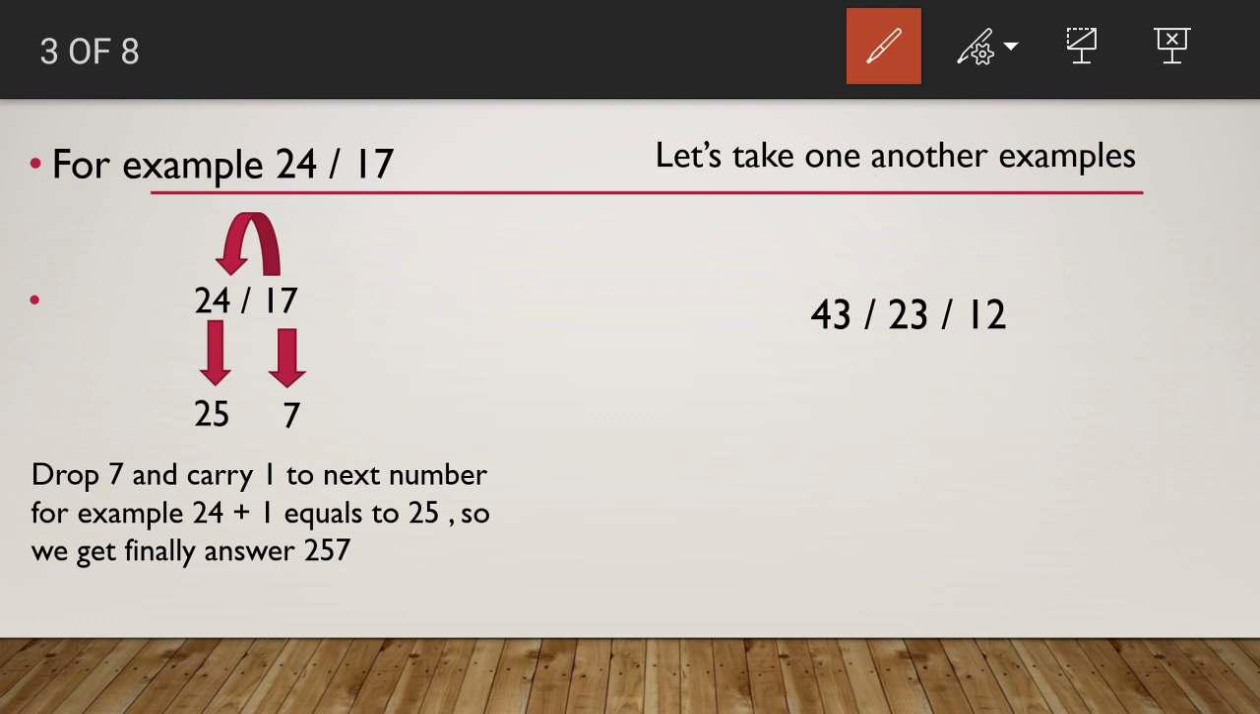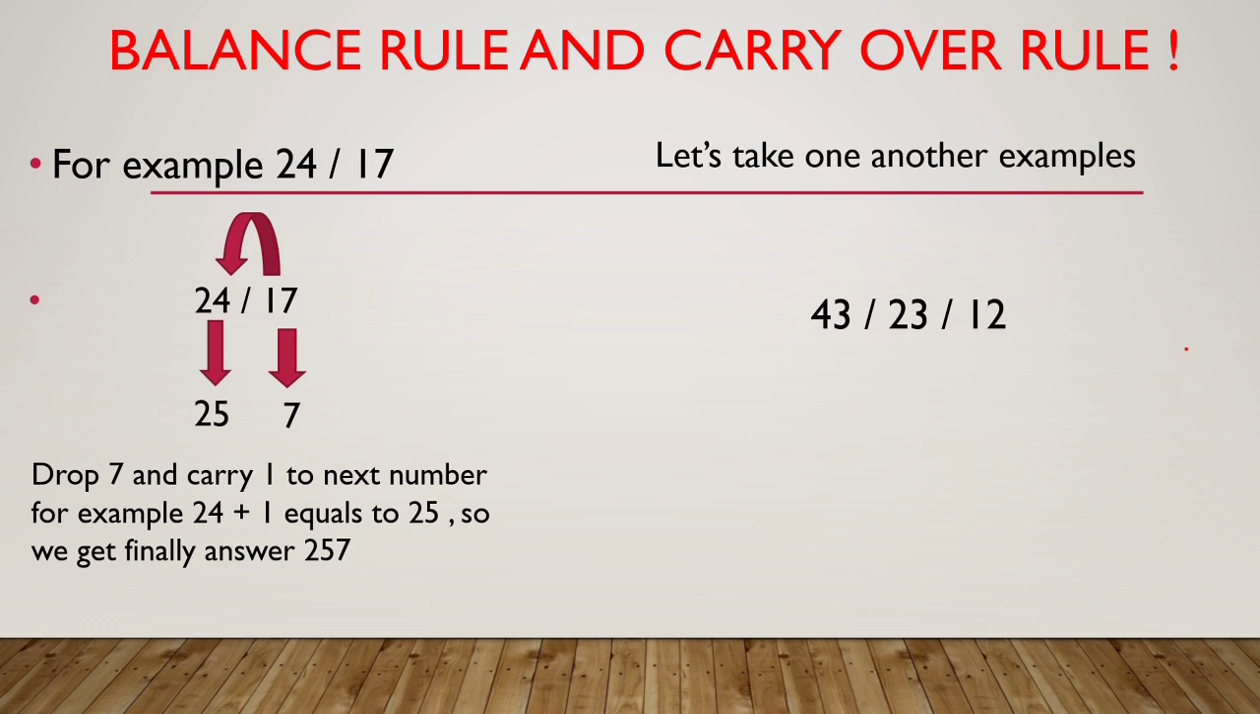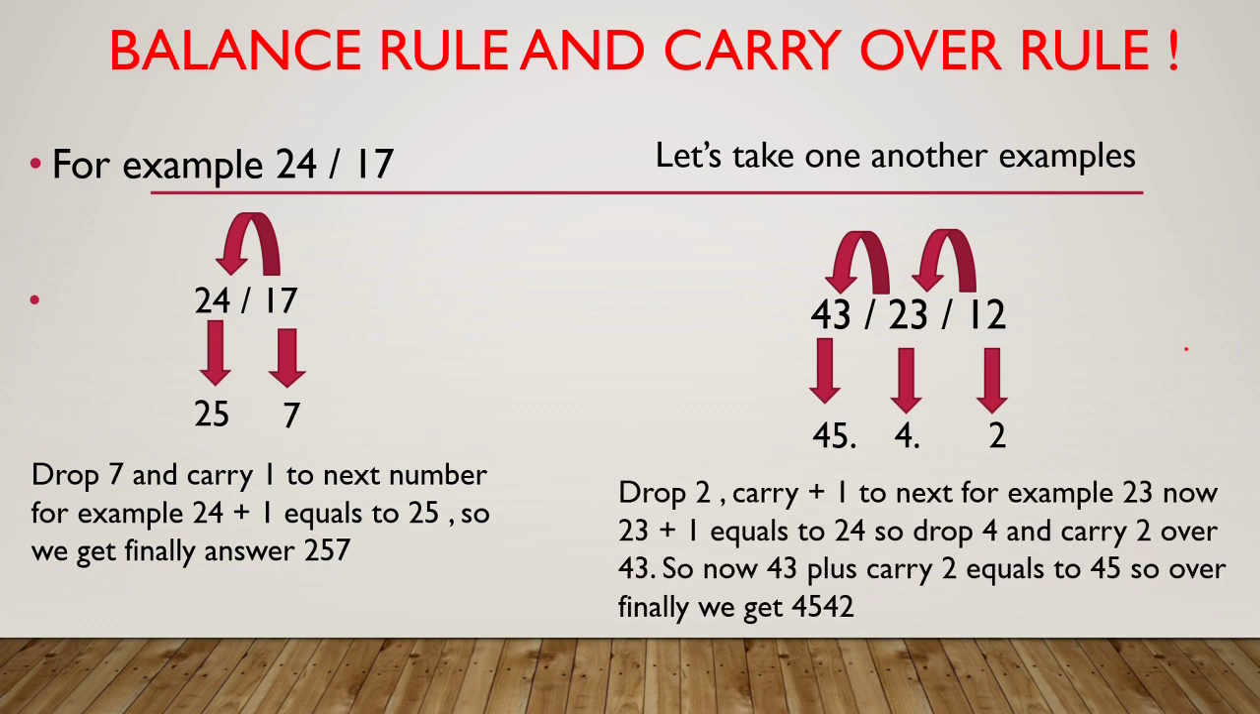Now using our previous method, we are going to write 2 as it is. We will drop 1 to the next number, and then we will carry 2 to the next number, and then we will write our final solution 45, 4 and 2. Now 2 comes here as it is. When we had carryover, we got 24. We had also carried 2 to the next number, and we got there 45. So our final answer becomes 4542.